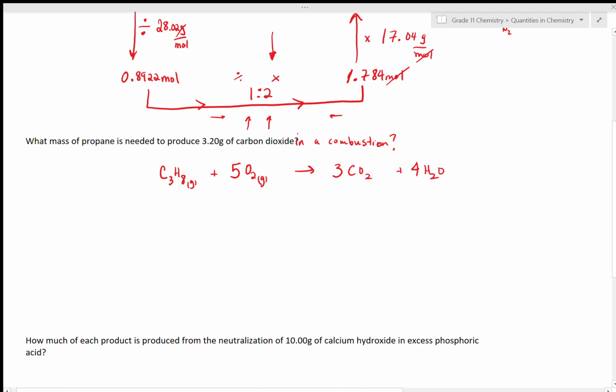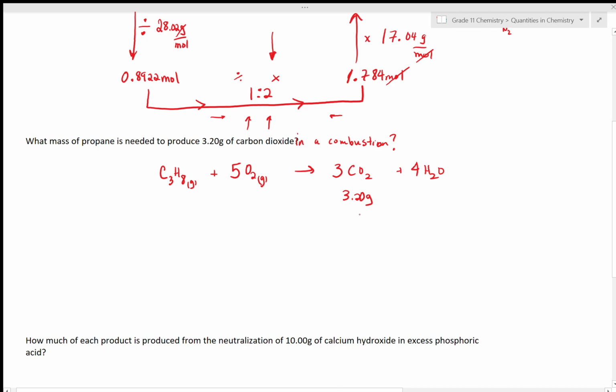So in terms of what we know, we have 3.20 grams of carbon dioxide. And it's asking, what mass of propane must have been combusted to produce that 3.2 grams of carbon dioxide? So again, no matter what, we always have to get into moles before we start switching between particles here. Because remember, the ratios that exist in the stoichiometry, or in the chemical equation, are molar ratios. They exist as moles. So 1 mole of propane plus 5 moles of oxygen produces 3 moles of carbon dioxide and 4 moles of water.